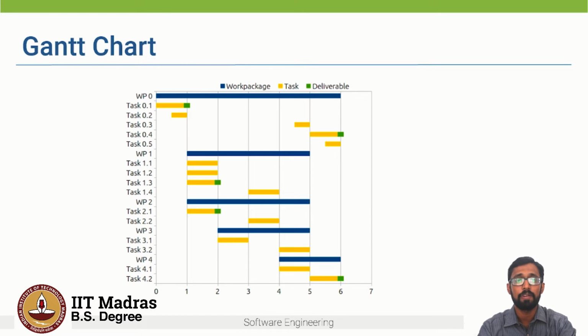So another way to represent this information is to create what is known as a Gantt chart. A Gantt chart is a special type of bar chart, and you can see that each bar represents an activity or a task, and the length of each bar is proportional to the time duration planned for that activity.